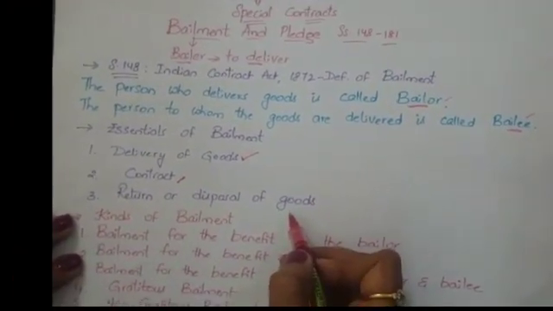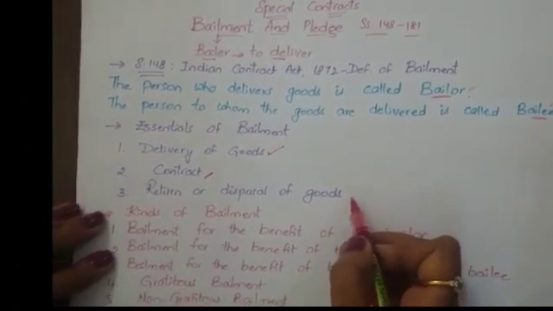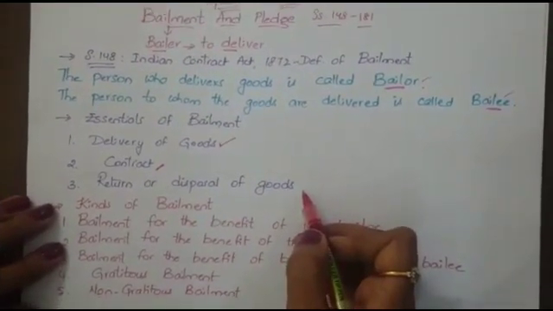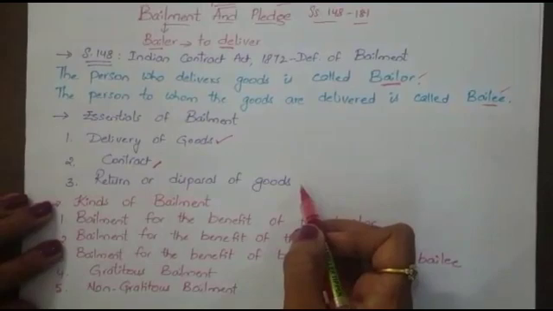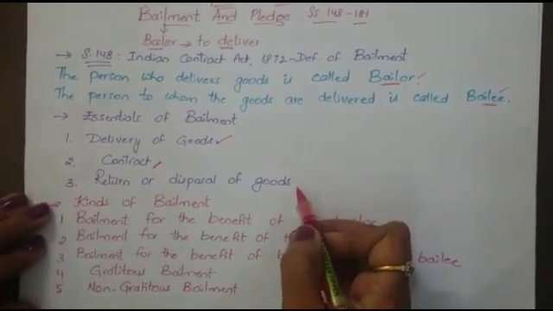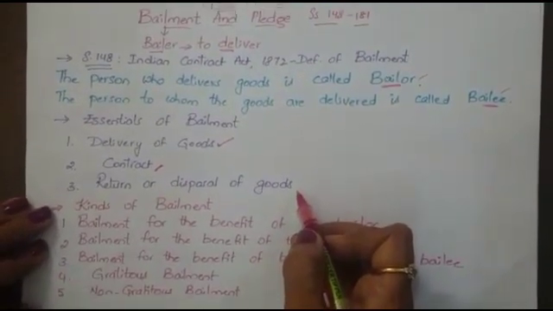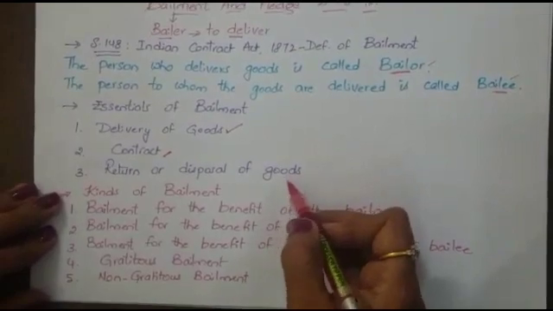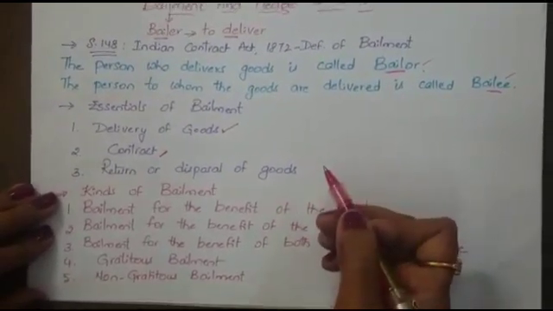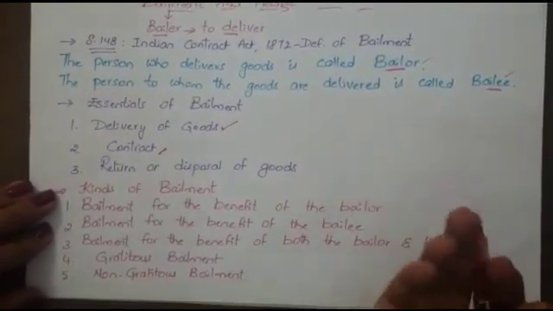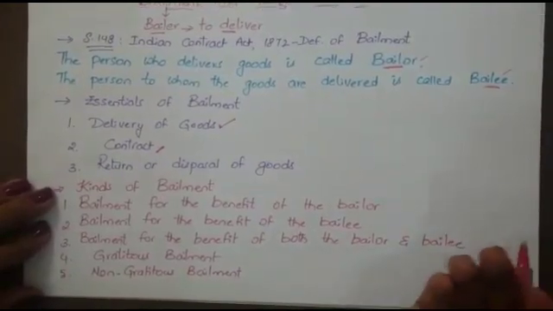Next, return or disposal of goods. In bailment, the goods are delivered for a specific purpose, for example stitching or repair. After the purpose is accomplished or finished, the goods may be returned to the bailor in the same or altered condition or may be disposed of as directed by the bailor.